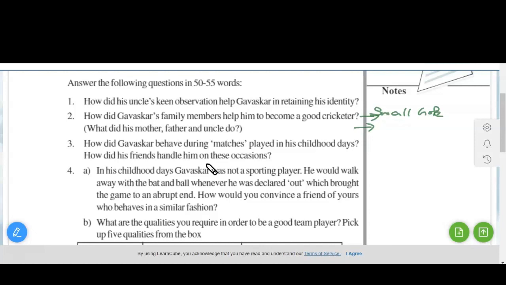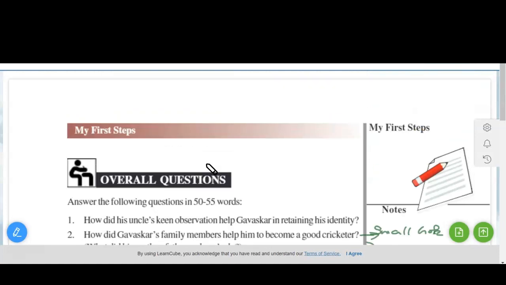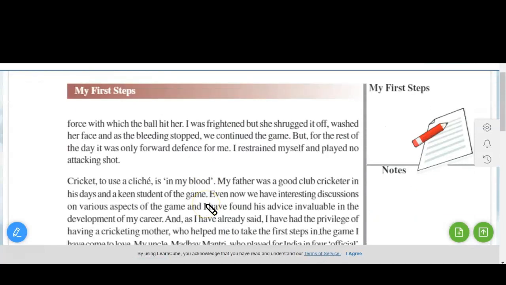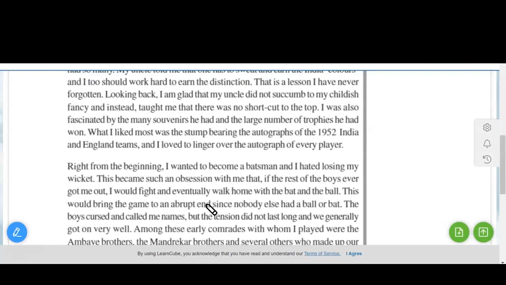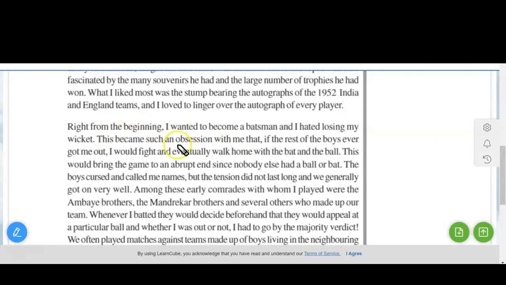Next one is: how did Gavaskar behave during matches played in his childhood days? How did his friends handle him on these occasions? So we have to again go back to page number 3. Okay, this is the paragraph. Right from the beginning, he had an obsession with playing cricket, and the question is how he used to behave. The text says, I would fight and eventually walk home. So he used to fight and walk home with the bat and the ball, and the game used to end abruptly since he had the ball and the bat with him.